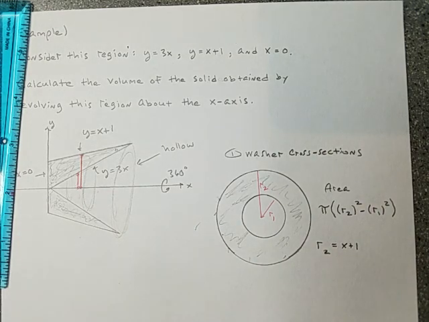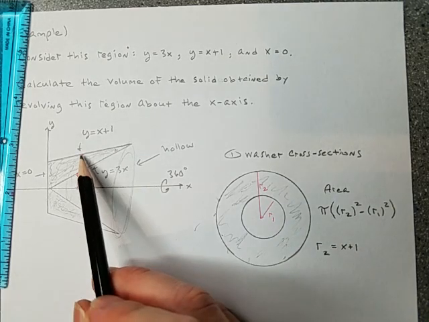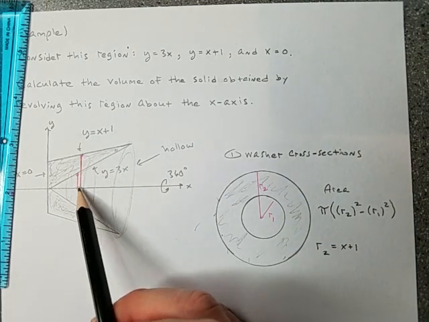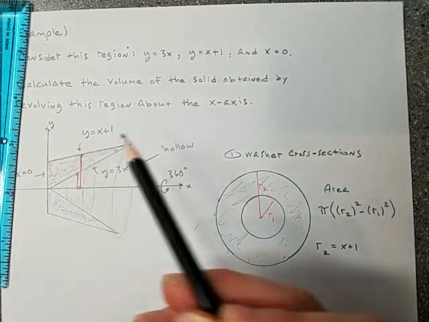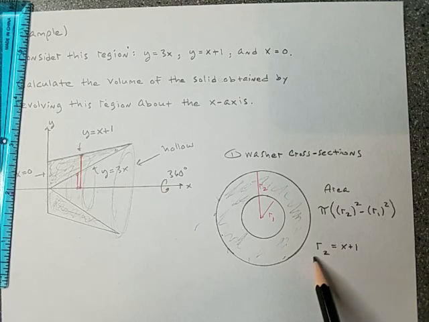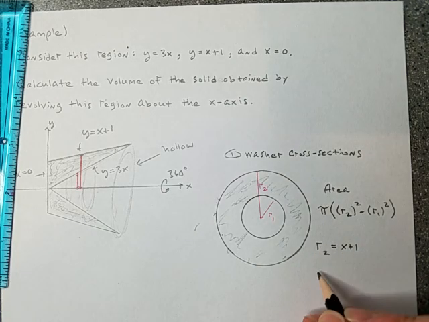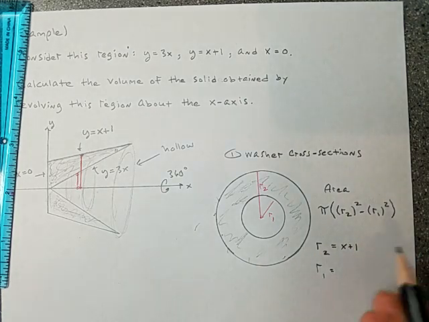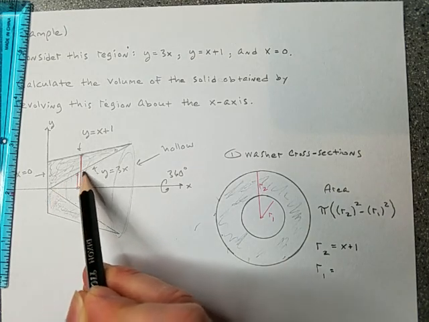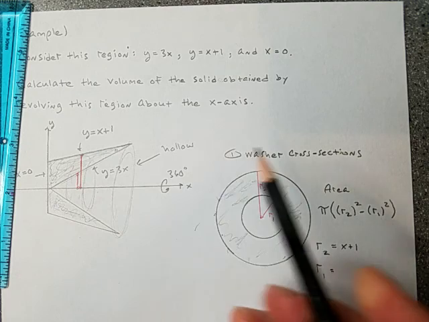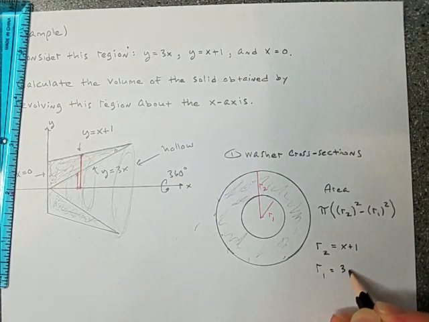I can't just tell you, oh, the outer radius is 4, because how far it is from here to there depends on where you are on that line. You tell me the x coordinate, this is that outer radius. R1, that inner radius, is the distance from the x-axis to this line. Okay, we're on that line, the y coordinate is 3x. So the inner radius is 3x.